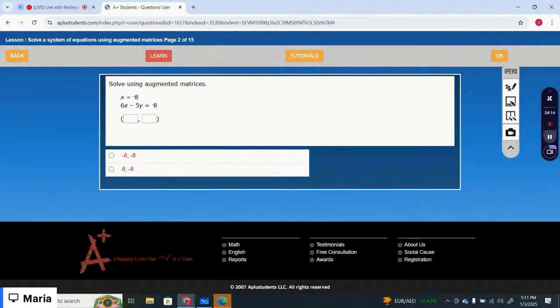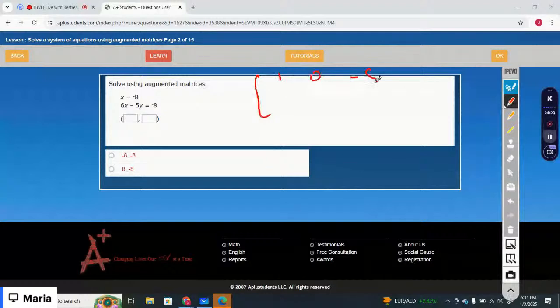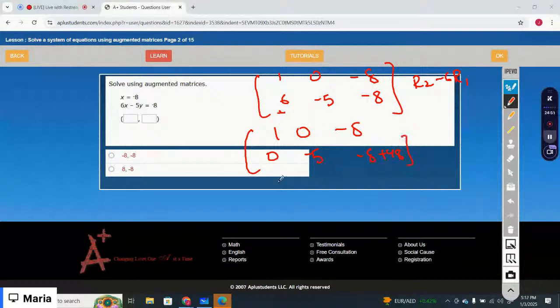Solve using augmented matrix. So x is 1, y is 0 and negative 8. X is 6, y is negative 5 and negative 8. You have to make 1 here, a 0 here. So multiply R1 by 6 and subtract: R2 minus 6R1. That is 1, 0, negative 8. 6 minus 6 is 0, minus 5, and minus 8 plus 48. That would be 40 over here.